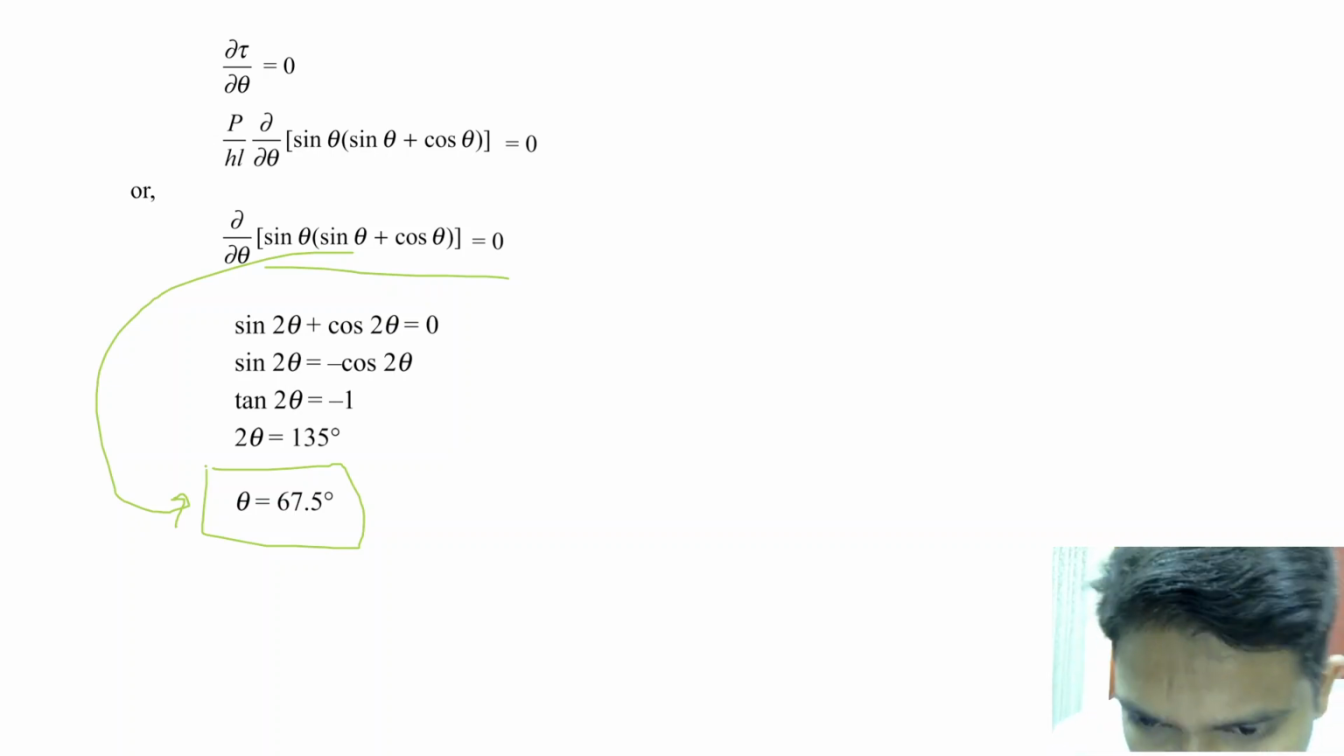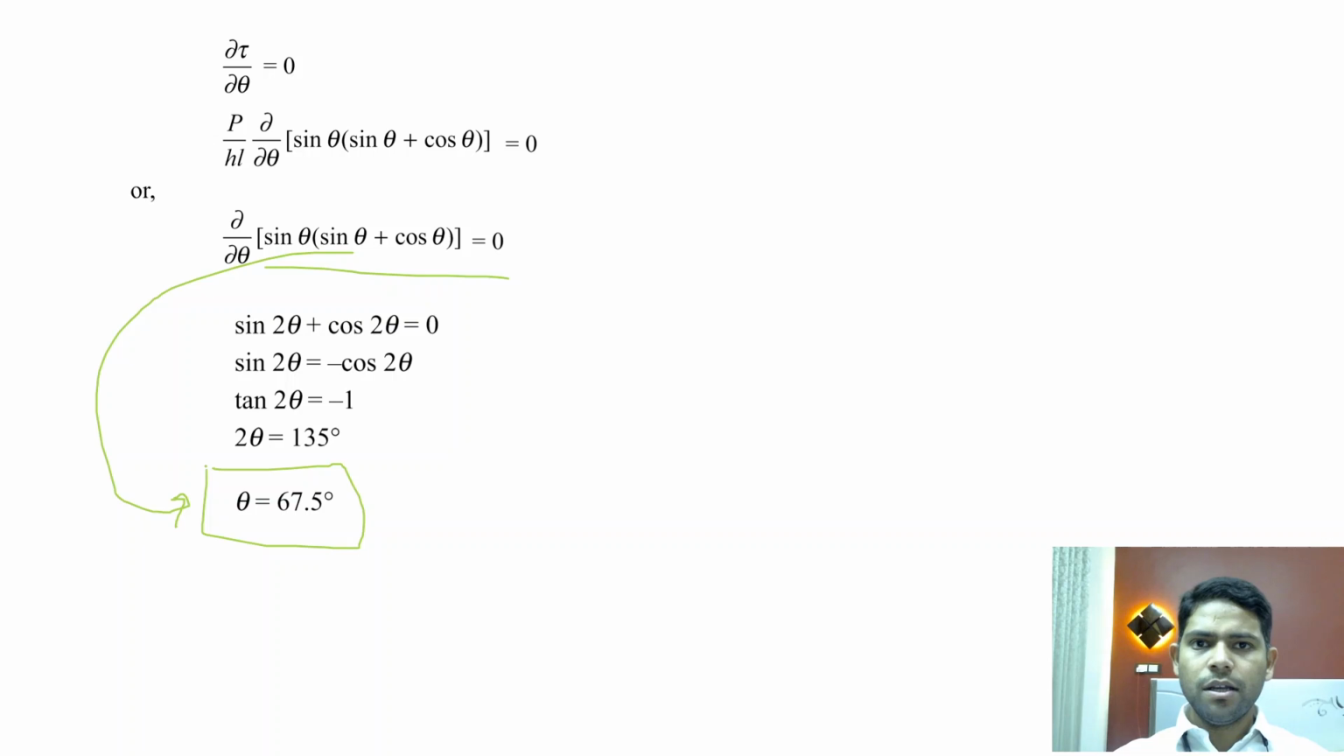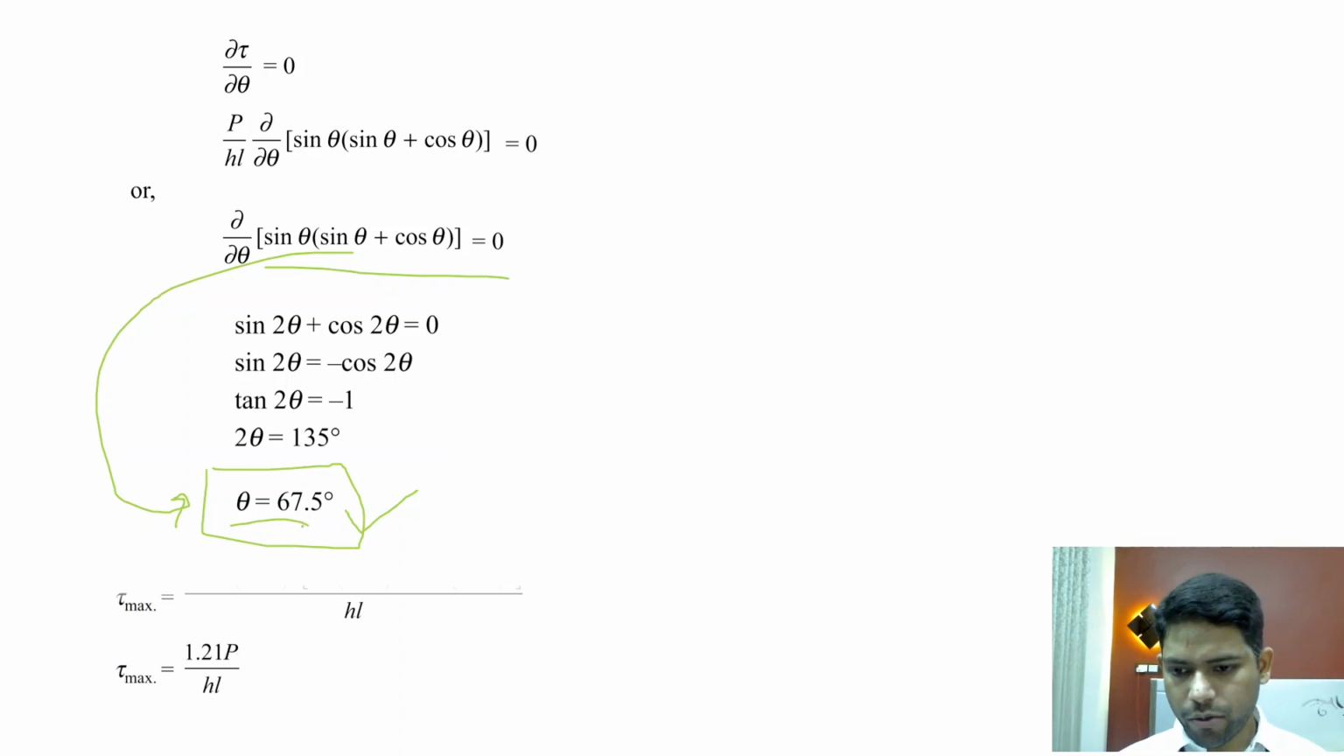So for parallel fillet welds, the inclination of the plane where the maximum shear stress is induced is 45 degrees, whereas for transverse fillet weld, the inclination of the plane where maximum shear stress is induced is 67.5 degrees. Now we will put this value of theta in the previous equation, which gives the relation between shear stress and theta, in order to get the maximum shear stress, because this is the inclination where the maximum shear stress is induced.